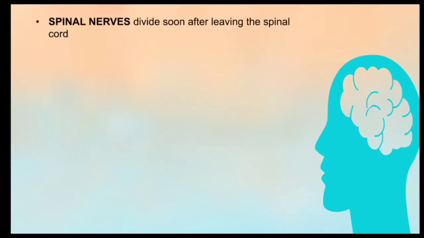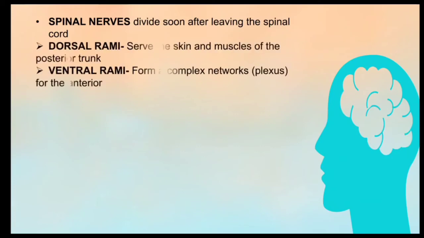So next is yung spinal nerves natin ay magdi-divide siya after leaving the spinal cord. And it will be divided into two, and what we call the dorsal rami and the ventral rami. The dorsal rami serve the skin and muscles of the posterior trunk. Yung ventral rami naman is a form of complex networks or plexus for the anterior.